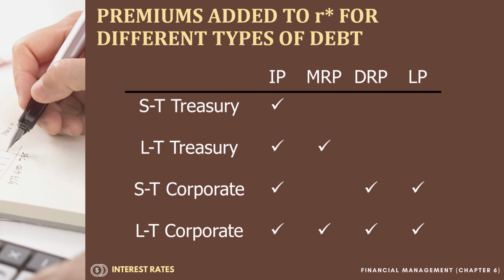Okay? For the short-term corporate bond, the inflation premium plus the default risk premium and the liquidity premium are added. While for the long-term corporate bond, all premiums in the equation, that is the inflation premium, maturity premium, the default risk premium and the liquidity premium, should be added to the real risk-free rate, and it should be considered a long-term corporate bond.